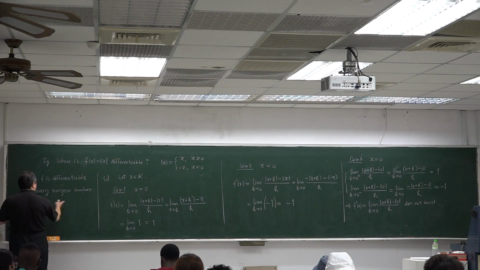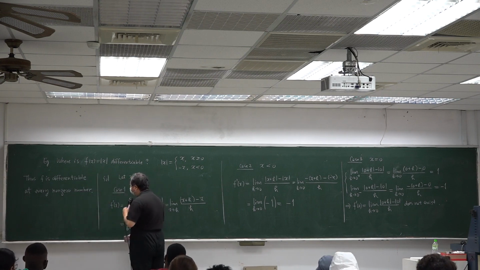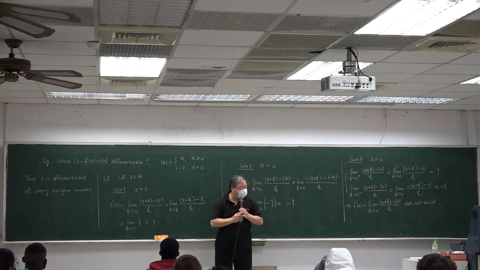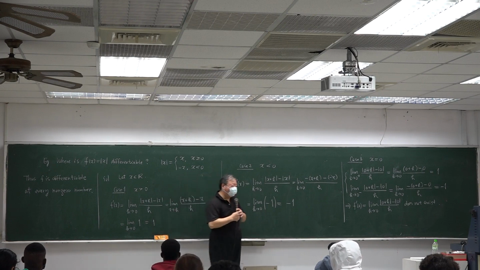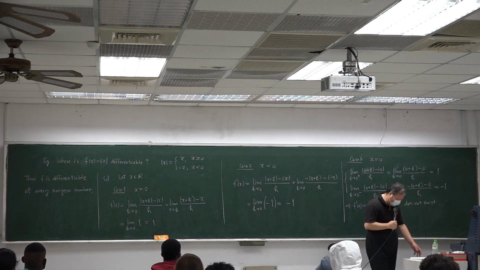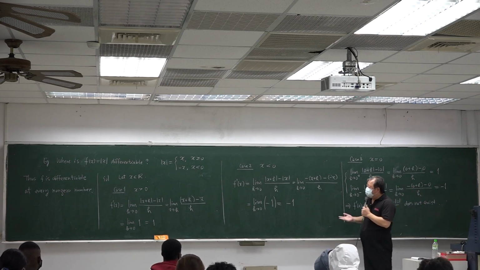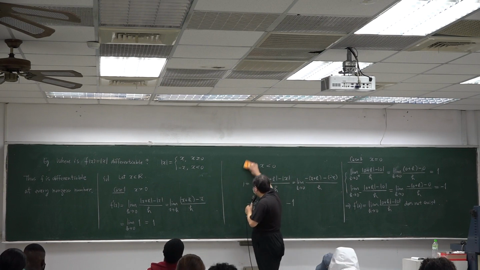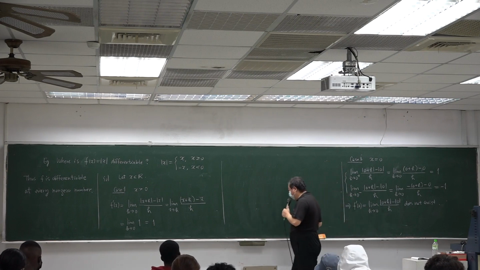f is differentiable at every non-zero number, and f is not differentiable at 0, because f prime of 0 does not exist. So I think this textbook is quite good. And this example also shows that the converse of differentiability implies continuity fails.